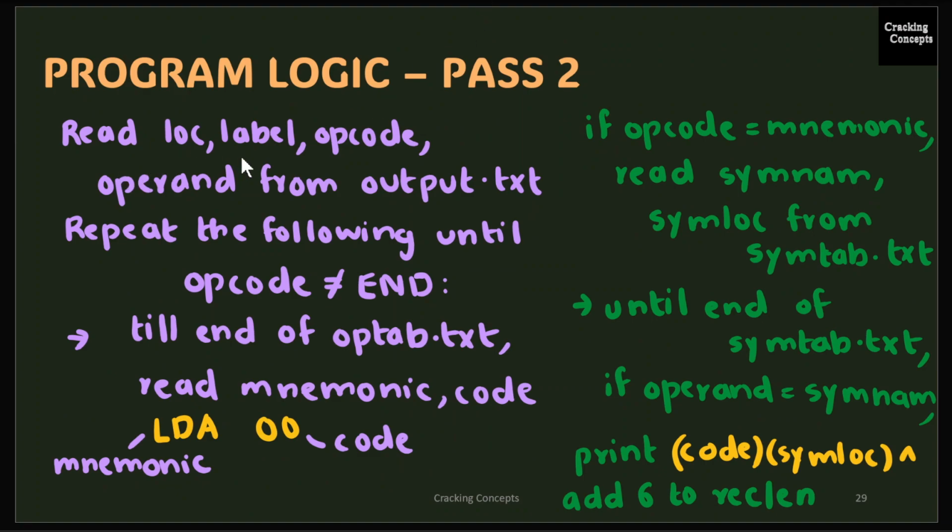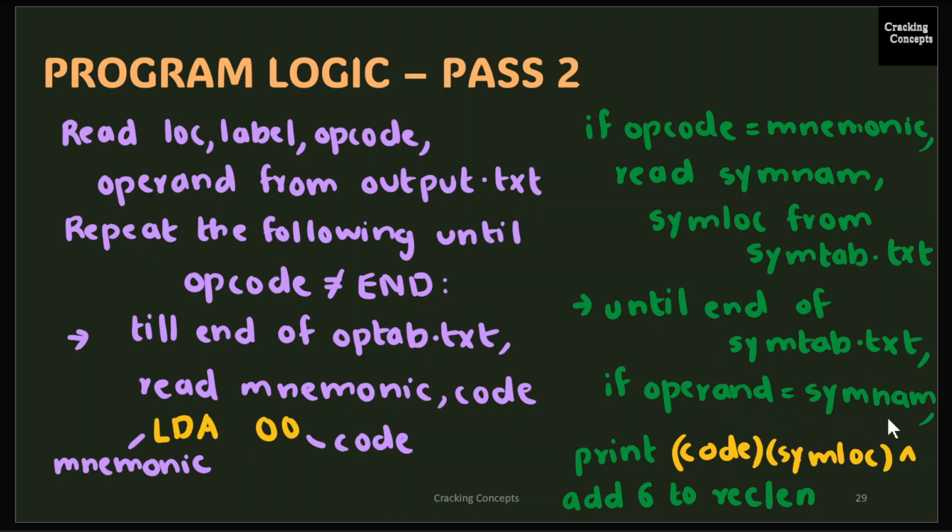Then I'll read the location counter, label, opcode, operand, that is the output of pass 1. Then I'll repeat the following steps until the opcode is end. I'll read the mnemonic and opcode, and if there is a match between the opcode and the mnemonic, then I'll read the symbol from the symbol table.